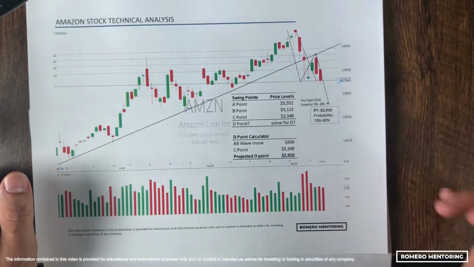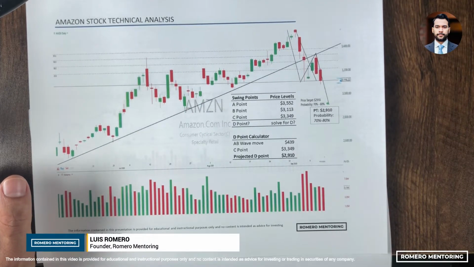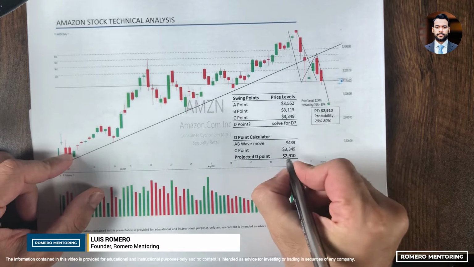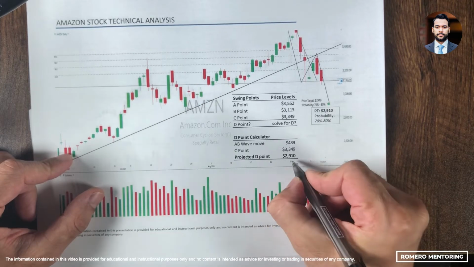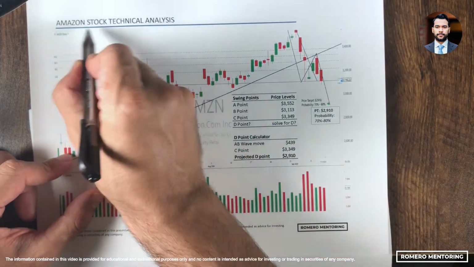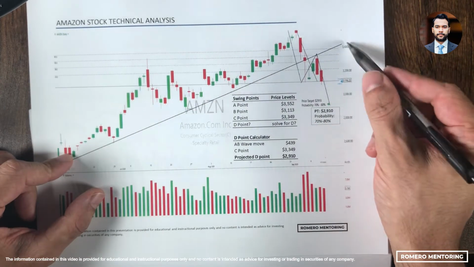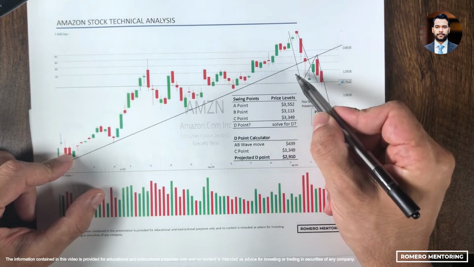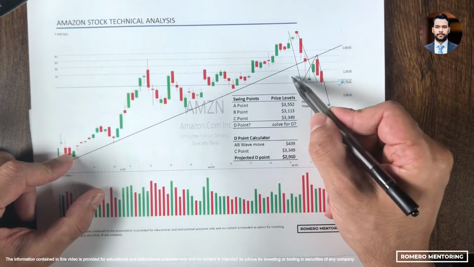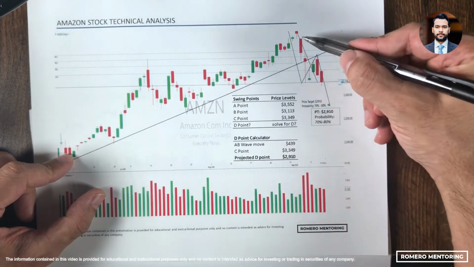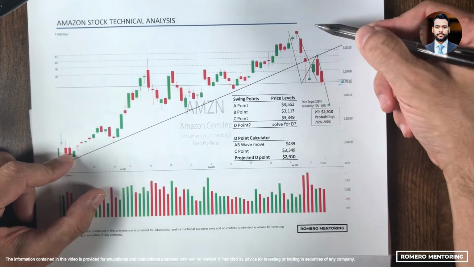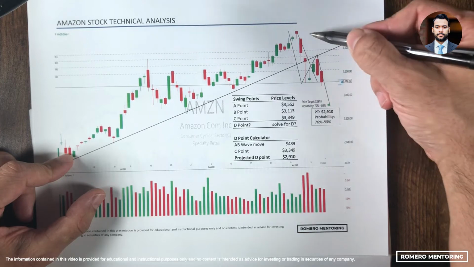All right, folks, I wanted to do a quick analysis on how I arrived at a $2,910 price target on Amazon using simply technical analysis. So what you're seeing right here is the chart price of Amazon, but most specifically focusing on the price action of the last week and a half, okay?